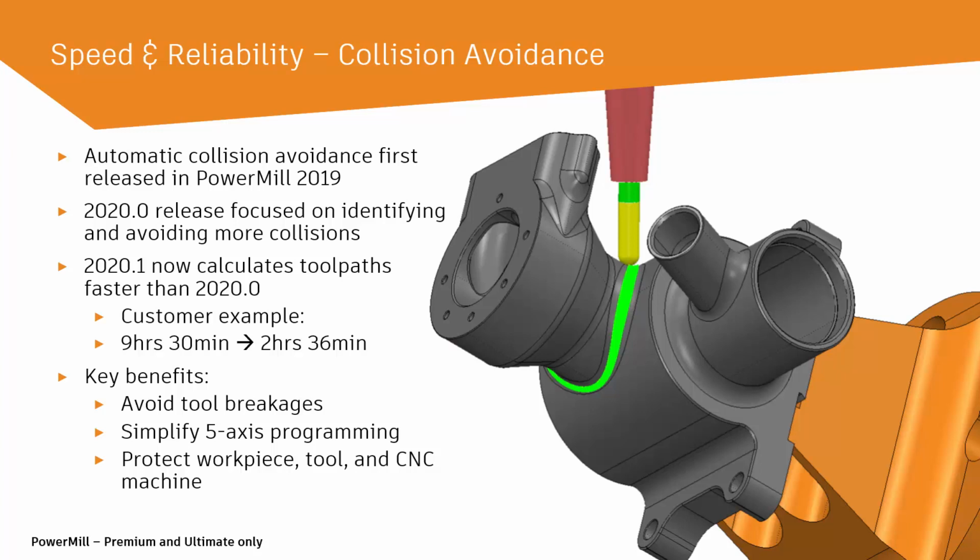So the key benefits here, well, the functionality obviously avoids tool breakages, it simplifies 5-axis programming, and it protects workpiece, tool and CNC machine. But the real benefit of the 2020.1 release is increased reliability, greater likelihood of finding and avoiding collisions and doing it safely, but also doing it faster. That's a significant benefit.